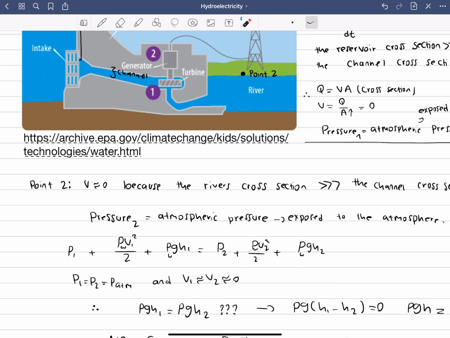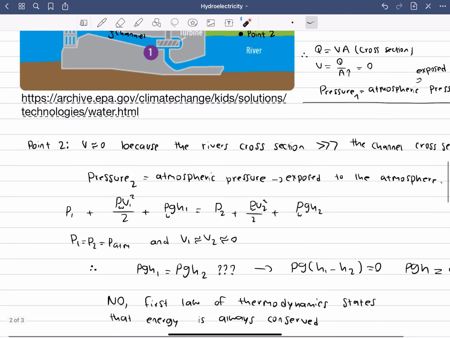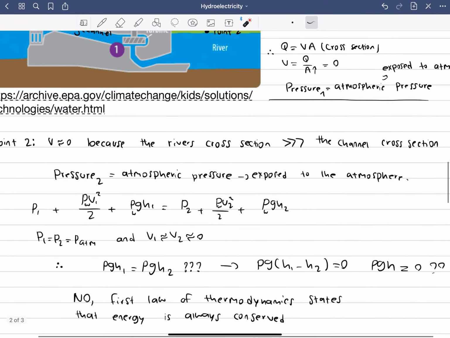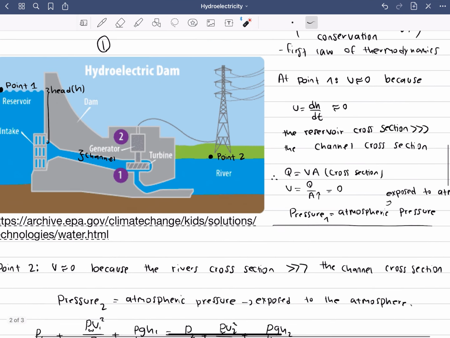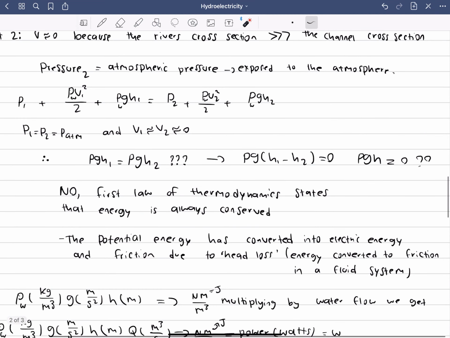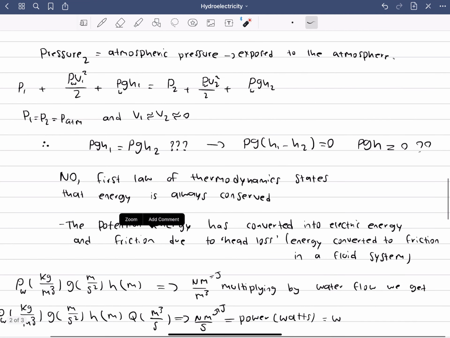Both velocities are equal to 0, so we can also cancel them out. From the two sides of the equation, we are left with rho G H1 equals rho G H2. If we move the rho G H2 to the left side, we are left with rho G times (H1 minus H2). And H1 minus H2 is just the head, or the height difference between point 1 and point 2. But this clearly is not equal to 0, because none of these values are equal to 0.